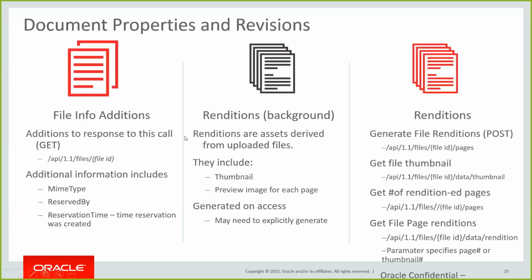That was for the public links. Now for the document properties, we can get more information about a file. For example, we can now get the MIME type of the file. If the file has a reservation placed, we can see who placed the reservation on that file, and we can also check the reservation time, when that reservation was created.